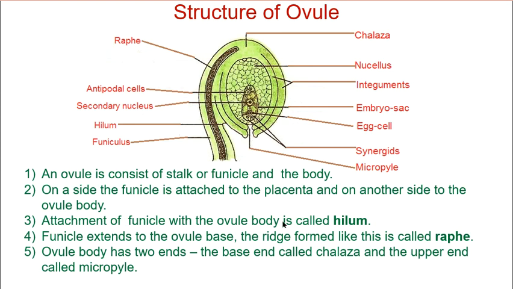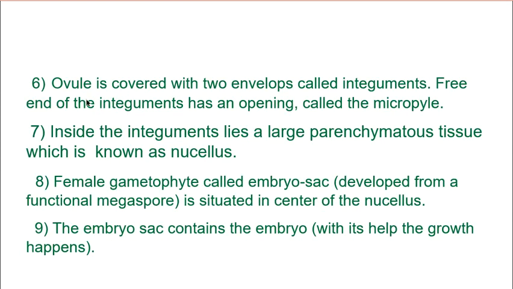Moving forward, the ovule is covered with two envelopes called integuments. If you want to see again, you can go back into the video and see how the integuments are placed. The free end of the integuments has an opening called the micropyle. We have just seen how the integuments detach from each other, and thus an aperture, or a tiny hole, forms, which is called the micropyle.